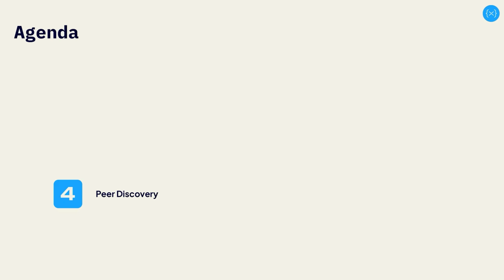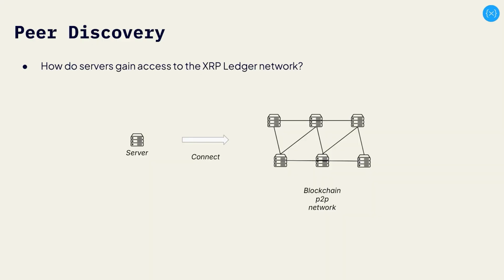So finally, how do servers discover other servers in the network? Let's talk about peer discovery. When I spin up my XRP Ledger server, I need to have a way to join other already running participants of the XRP Ledger. There are a couple of ways to do that.